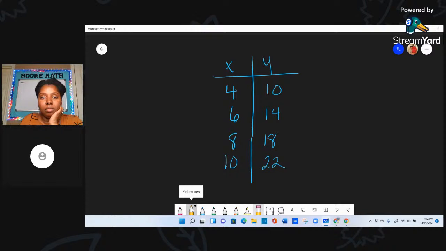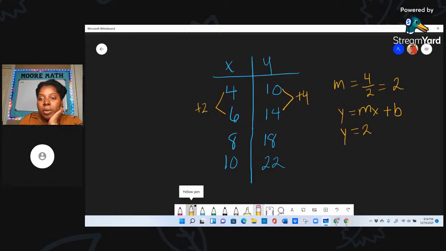The x's are adding 2 and the y's are adding 4. Good. So what is my slope? 4 over 2. Good. Which equals 2. So again, we have y equals mx plus b. So we have y equals 2x.